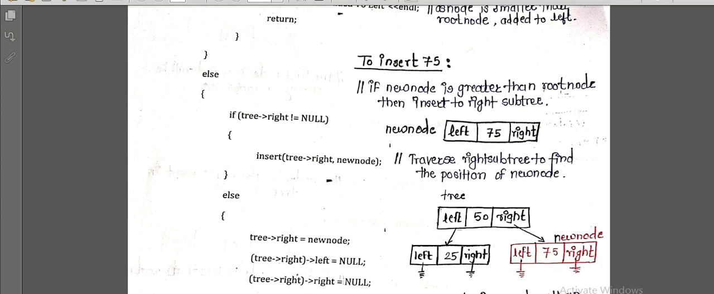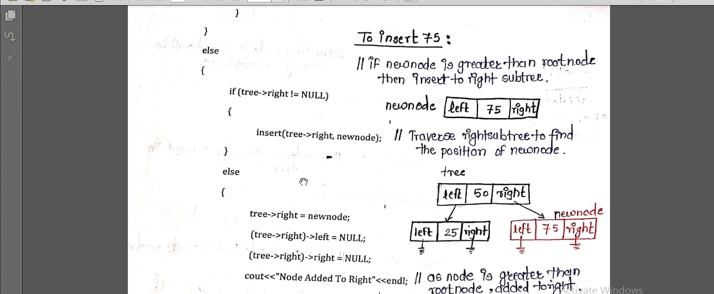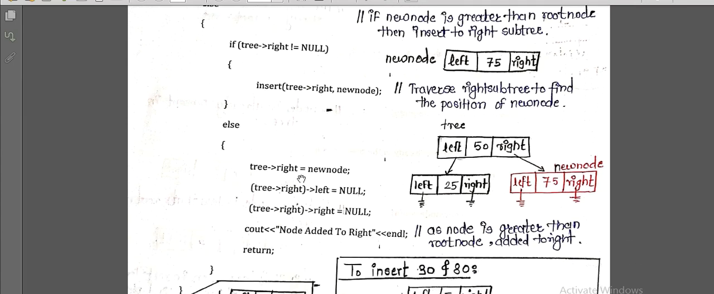So in the same way we need to check. If the tree of right is not equal to null, it means some elements are present on the right side. If it is present, then again call the insert function with that right element and the new node. Else, it means the tree of right is null, then what can we do? We can insert the element at that position.